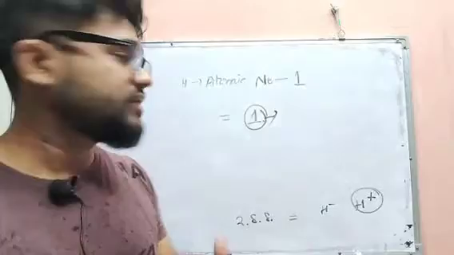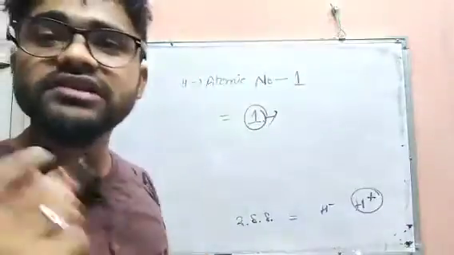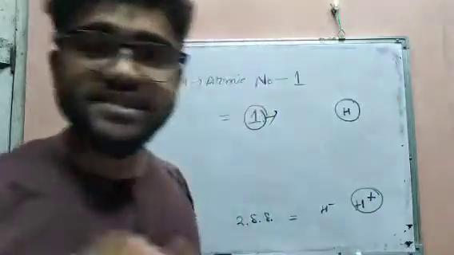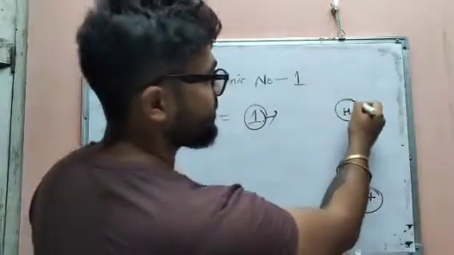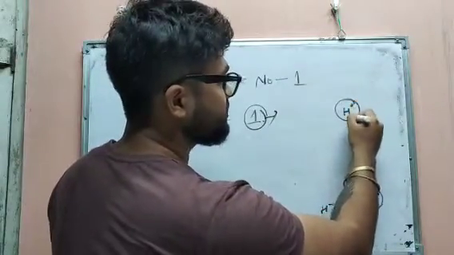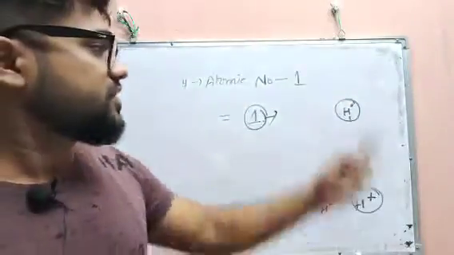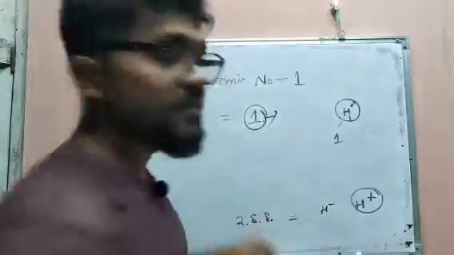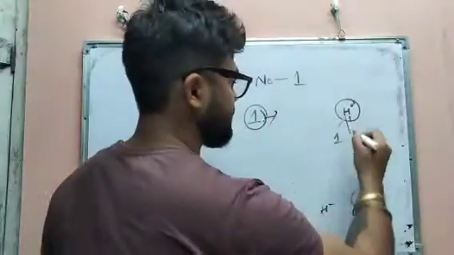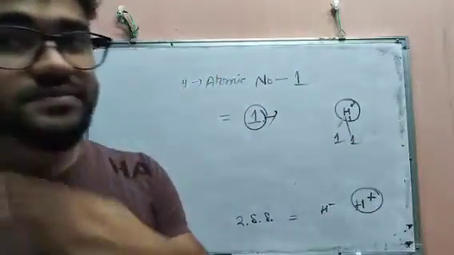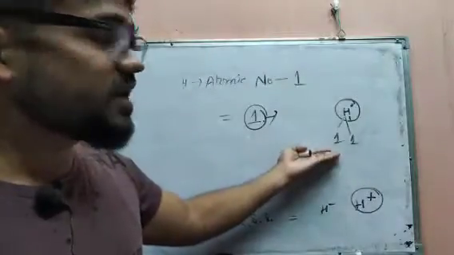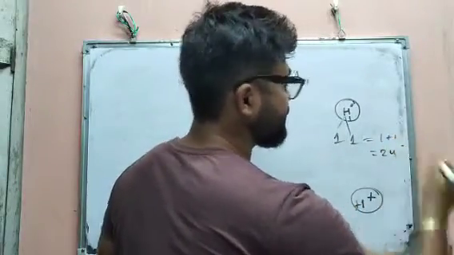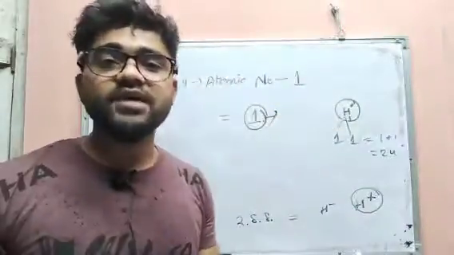Hydrogen is a very small atom. Hydrogen size is very small, that's why the orbit will be very near to the atom. As the orbit is near to the atom, here the number of protons is 1 and the number of electrons is 1. That means, what is the atomic mass? It will be 1 plus 1, 2 units. Understood?